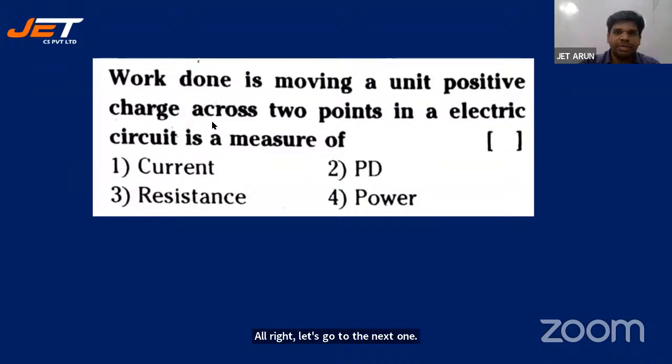Work done in moving a unit positive charge across 2 points in an electric circuit is a measure of current, potential difference, resistance, or power. Definition of work done, students. Sorry, definition of potential difference. One student has gone wrong. Two students have gone wrong.